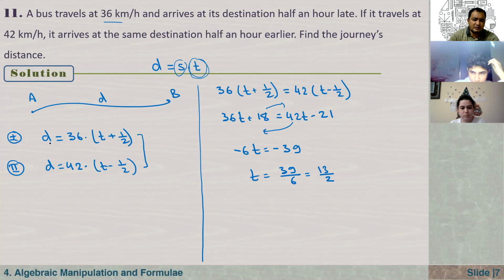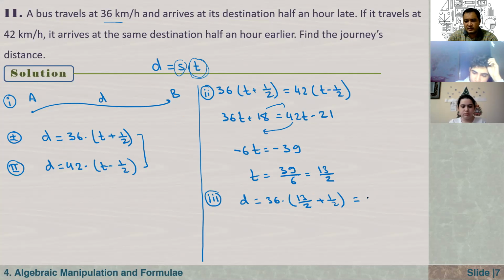Now if I substitute into either the first equation or the second equation, we will get the answer. That's our first step, this one is our second step, and the third and final step is finding the distance. So distance equals 36 times (t plus half), and t is 13 over 2, so 13 over 2 plus half is 7. 36 times 7 is 252. The distance between these two cities is 252 kilometers.